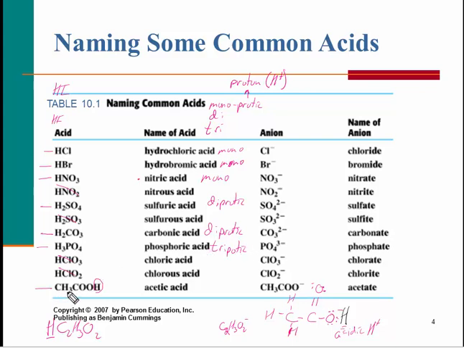And what about acetic acid? It's just this guy in the end. It's not these 3 here. This is the only acidic hydrogen, so this guy is also monoprotic. So that's a little bit of a tricky one. So you should know the names, the formulas, and whether they're monoprotic, diprotic, or triprotic.